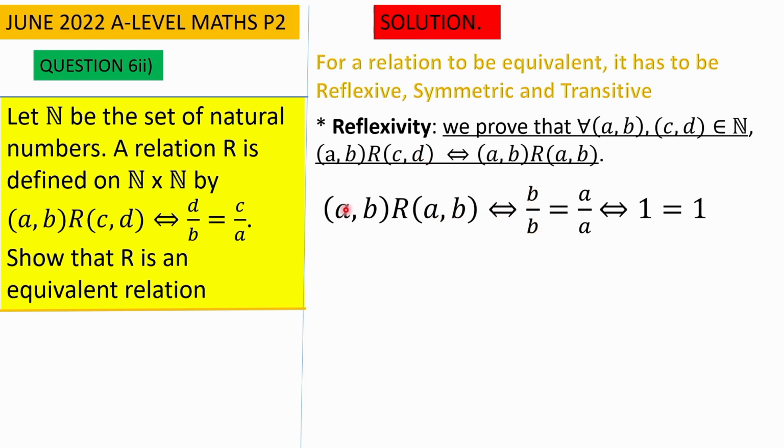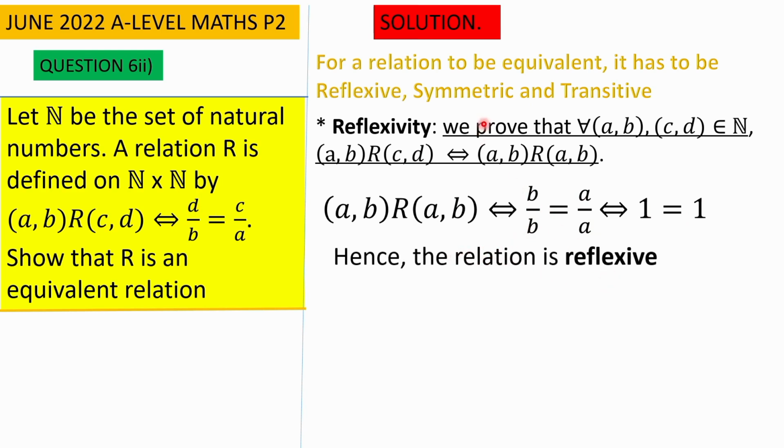Everywhere I see c in the relation, I put a, and everywhere I see d in the relation, I replace it by b. So b over b is 1, a over a is 1, and it implies that 1 is equal to 1. So we can conclude that our relation R is reflexive.